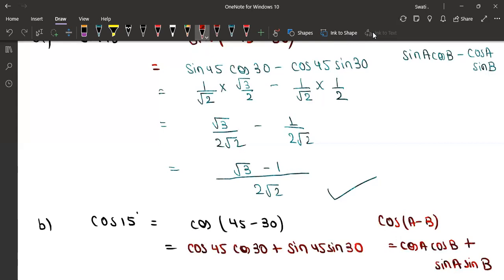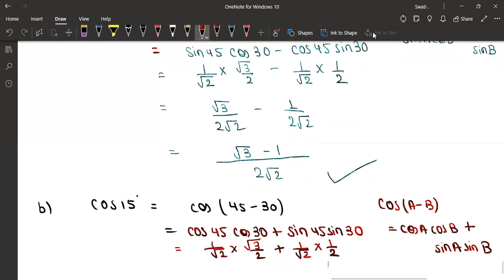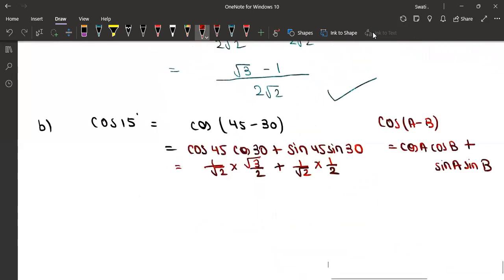Now, what is this cos 45? This cos 45 is 1 upon root 2. What is this cos 30? The value of cos 30, we already know, is root 3 by 2. Plus sine 45, 1 upon root 2, and sine 30 is, of course, 1 by 2. All these values that I'm using here, make sure you have that sheet with you. And if you remember the formulas and the values, very good.